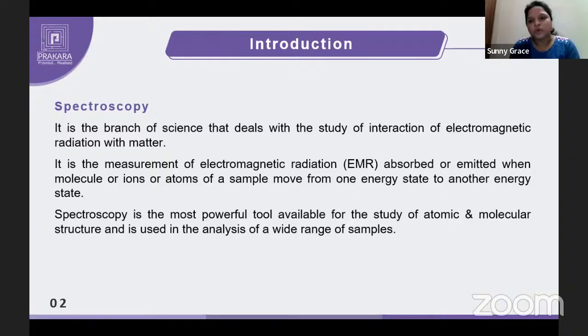When we are talking about UV visible spectroscopy, from the EMR, whatever ultraviolet and visible radiations are there, they get absorbed by molecules. That is the reason why UV spectroscopy is also known as molecular spectroscopy. And because absorption by the molecules is taking place, it is also known as absorption spectroscopy. Spectroscopy is a powerful tool available for the study of atomic and molecular structure.